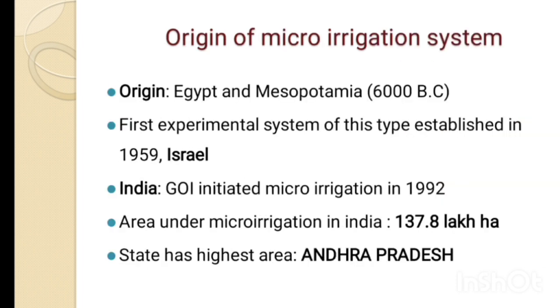Then, origin of micro irrigation systems. These micro irrigation systems originated in Egyptian and Mesopotamian countries during 6000 BC. The first experimental system of this type was established in Israel in 1959. Our country initiated micro irrigation systems in 1992. The area under micro irrigation system is 137.8 lakh hectares. The state Andhra Pradesh has the highest area under micro irrigation system.